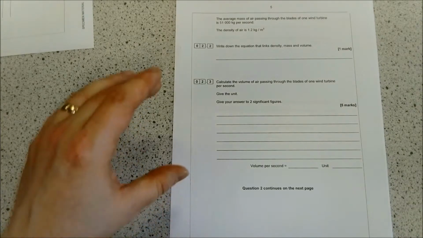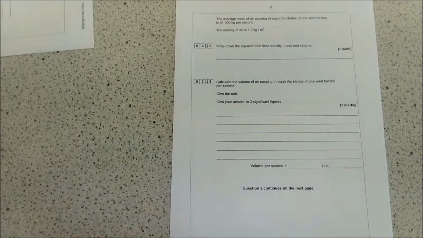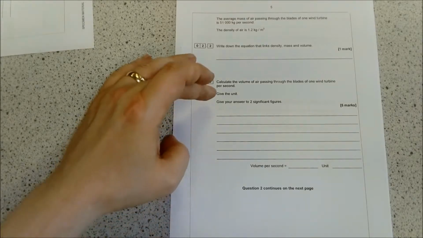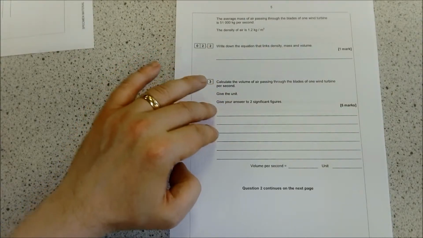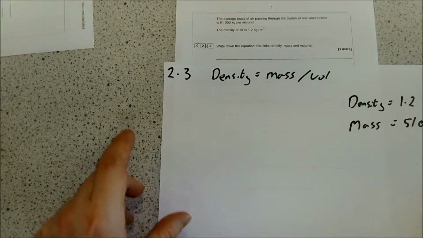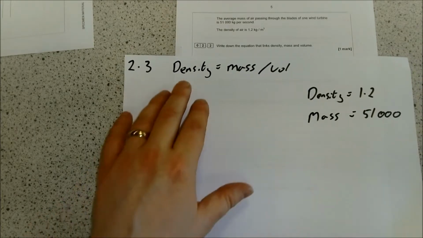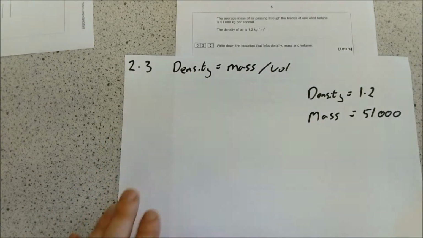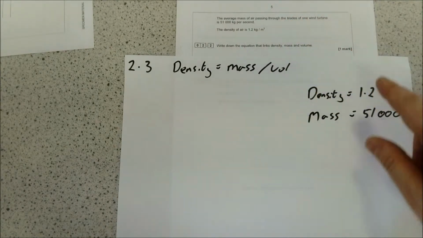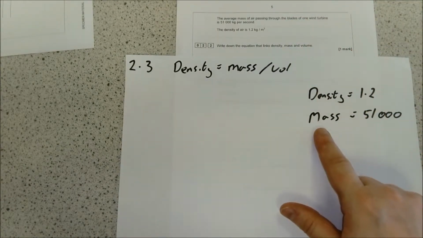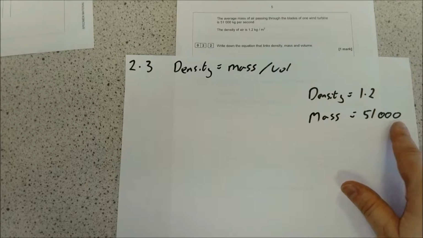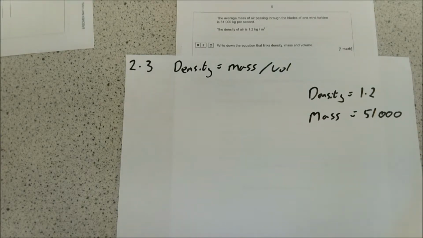The second bit is where it gets slightly more tricky. Calculate the volume of air passing through the blades of one wind turbine every second. Give the unit, also give it to 2 significant figures. Those 2 parts are important to remember later on. So we start off with the equation. We know that density is equal to mass divided by volume. We know from the first part that our density is 1.2. We know that the mass is equal to 51,000.